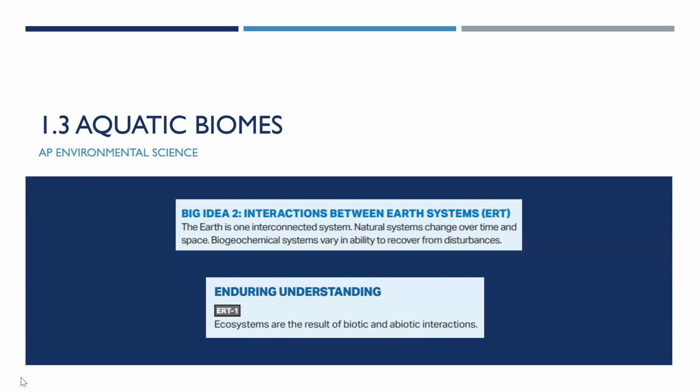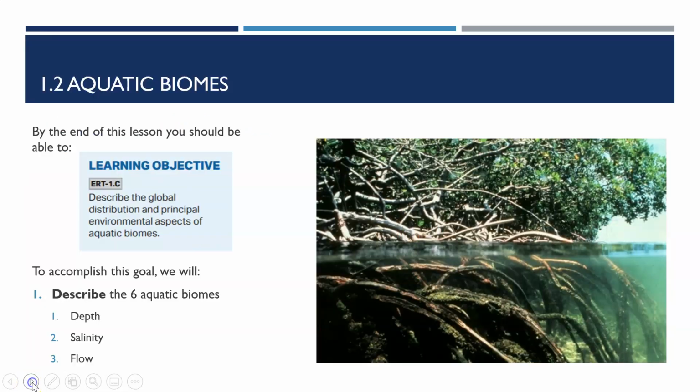Okay, welcome back. We're continuing now with aquatic biomes. So we've looked at terrestrial, all those different biomes on land. So now we're going to take that and look at what diversity there is in what's found in our aquatic ecosystems. So by the end of this lesson, you should be able to describe the global distribution and principal environmental aspects of aquatic biomes.